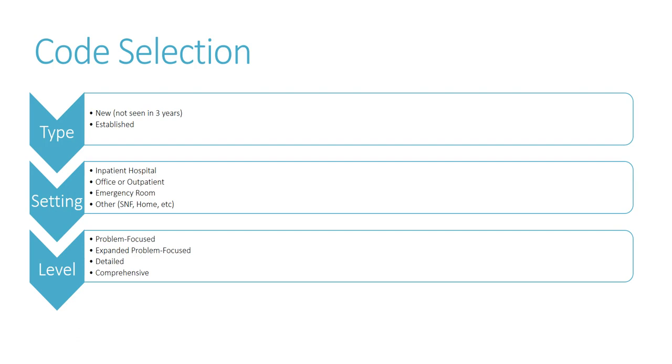So how do we start the process of selecting a code? First, we have to define the type of patient we are seeing. If the patient has not been seen by you or anyone else in your practice of the same specialty, then they are considered a new patient. Otherwise, they are an established patient. We need to define the type of setting that they're being seen. Is this inpatient, outpatient, emergency room, skilled nursing facility, and so on. Then we need to determine the level of service that we have provided, and those are separated into four categories: problem focus, expanded problem focus, detailed, and comprehensive.